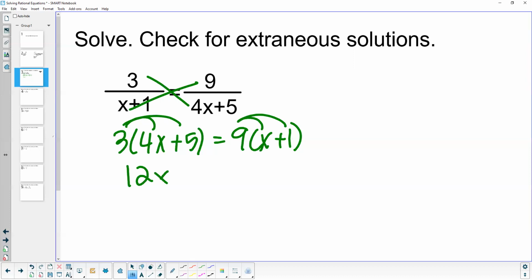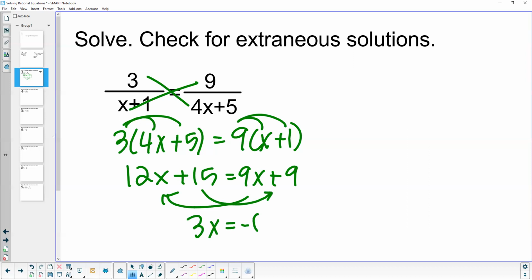So we get 12x plus 15 equals 9x plus 9. And then we solve for x here. I'm going to move my 9x to this side, move my 15 to this side, and I get 3x equals negative 6, which means that x equals negative 2.